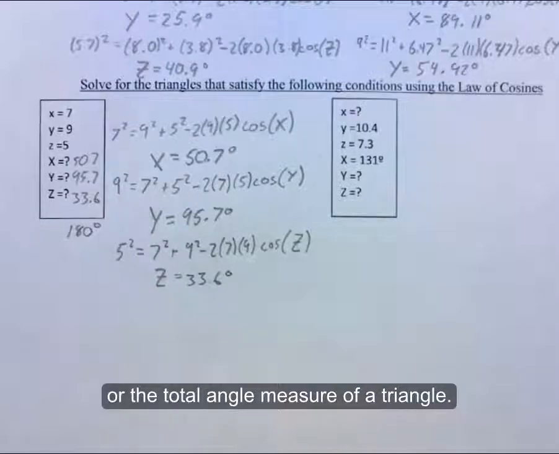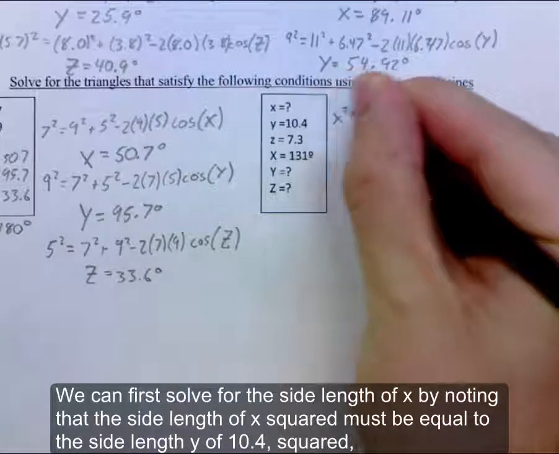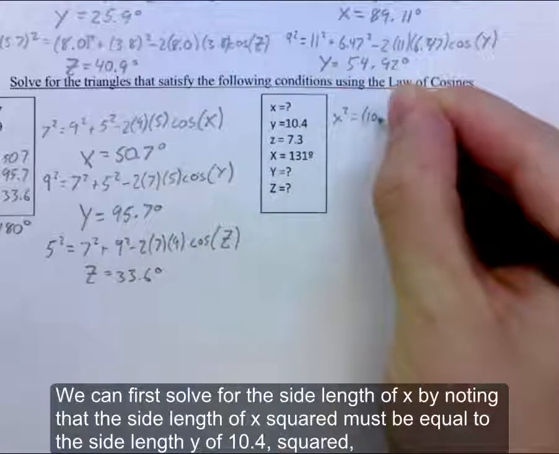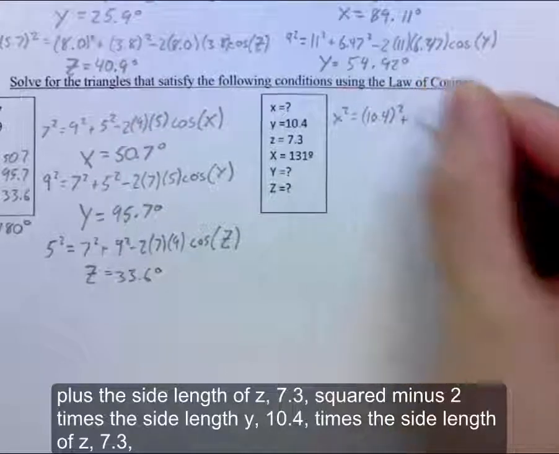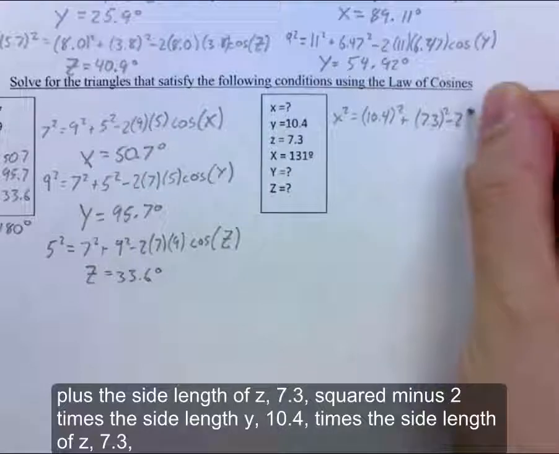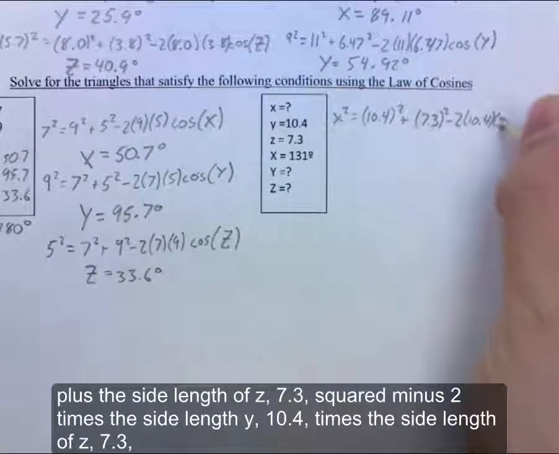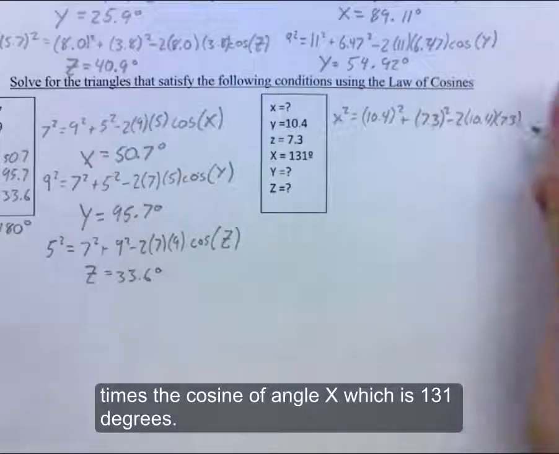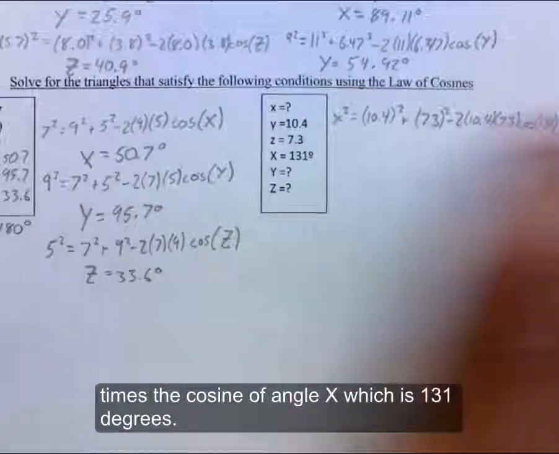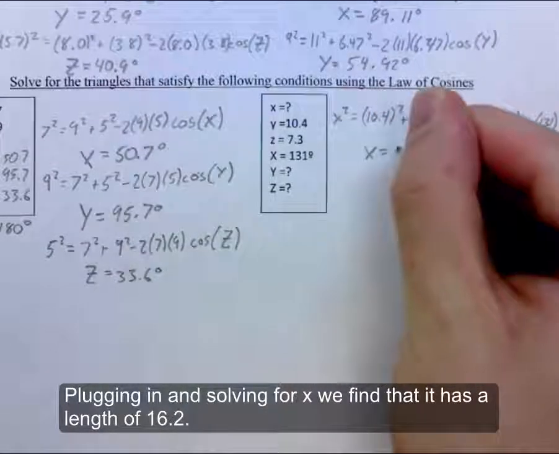We can first solve for the side length of x by noting that the side length of x squared must be equal to the side length y of 10.4 squared plus the side length of z, 7.3 squared, minus 2 times the side length y, 10.4, times the side length of z, 7.3, times the cosine of angle x, which is 131 degrees. Plugging in and solving for x, we find that it has a length of 16.2.